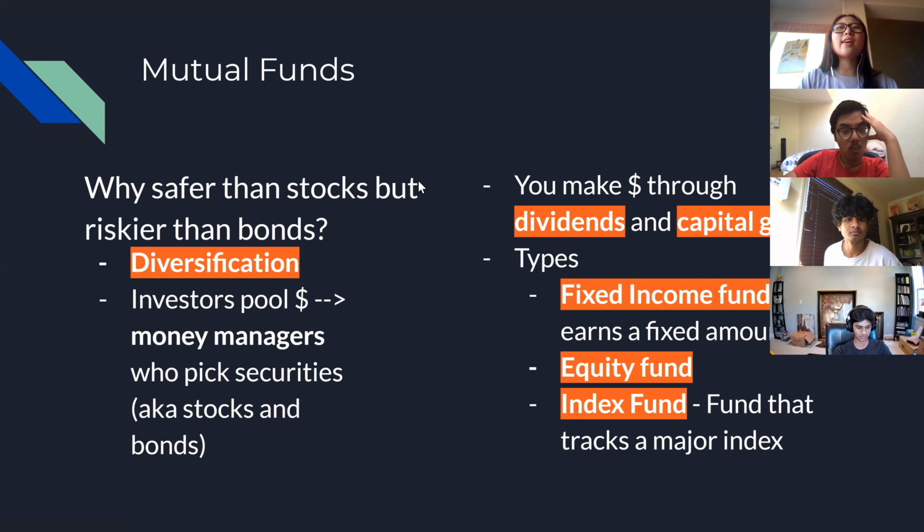Okay. And then Anish talked about this before, but similarly, you make money through dividends and capital gains, which we already talked about before, so I won't go into that again. And then there are other types that we'll go into in a second: fixed income fund, equity fund, and index fund. And index fund is something that Gordon will go into right now.